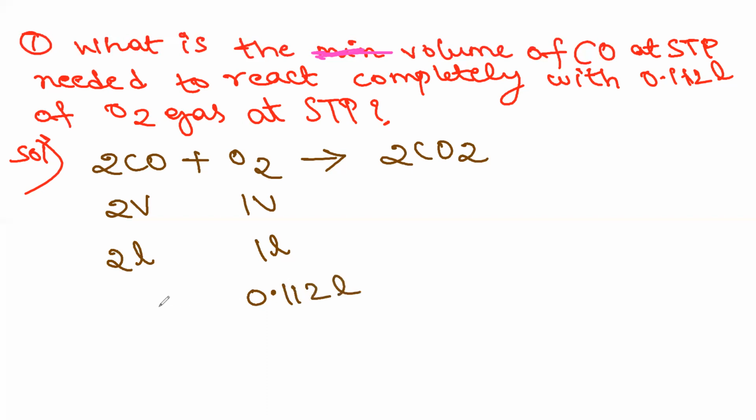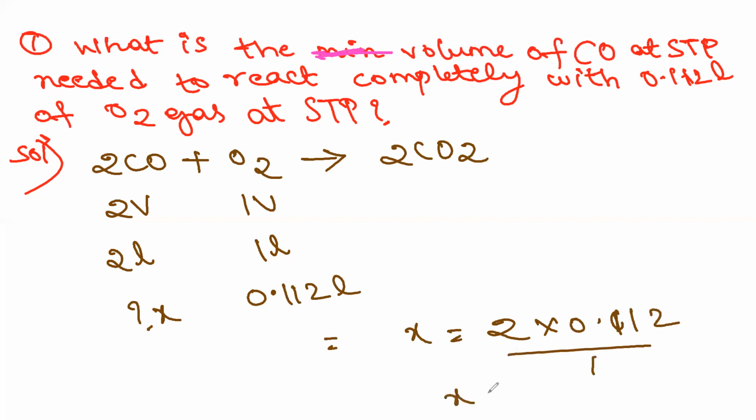So for 0.112 liters of oxygen, it is 0.112 into 2 divided by 1, which is equal to 0.224. So 0.224 liters of carbon monoxide is required to react with 0.112 liters of oxygen gas. So this is question number 1. Next, question number 2.